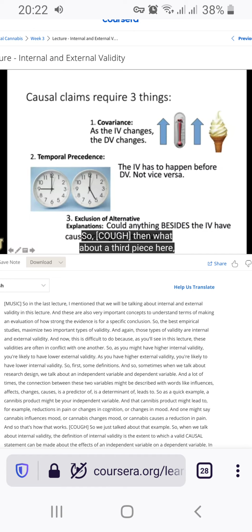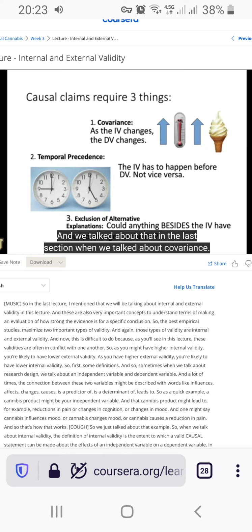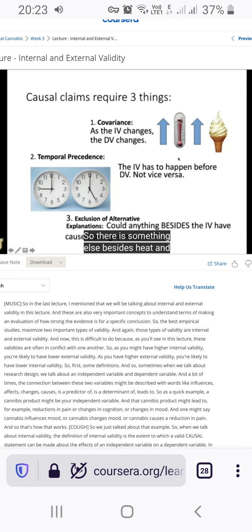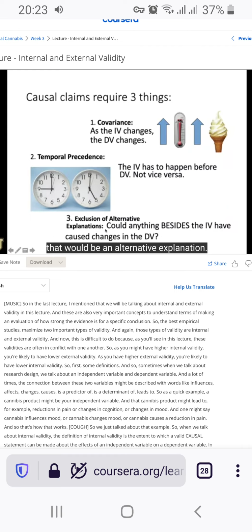Okay, so then what about the third piece here, which is exclusion of alternative explanations? And we talked about that in the last lecture when we talked about confounds. The idea here is, could there be anything else besides the independent variable that could have caused changes in the dependent variable? So if there's something else besides heat and the temperature getting hot that could cause changes in ice cream consumption. An example might be day of the week, right? Ice cream consumption goes up on Fridays. It just happens that Friday was a hot day. That would be an alternative explanation.